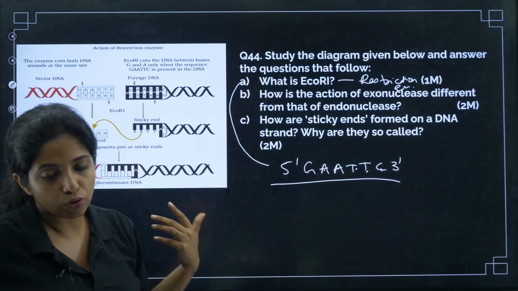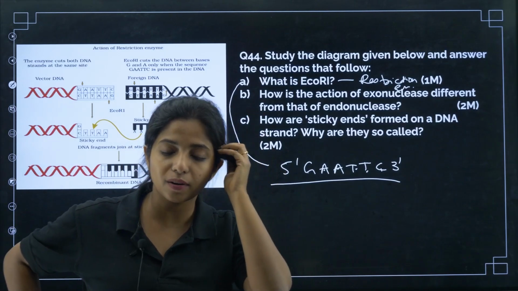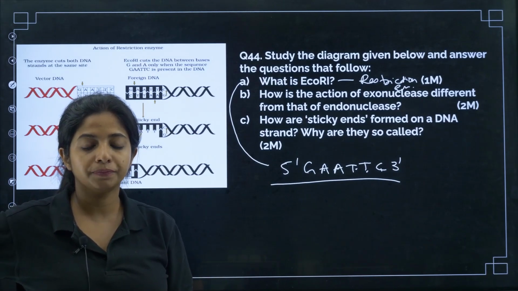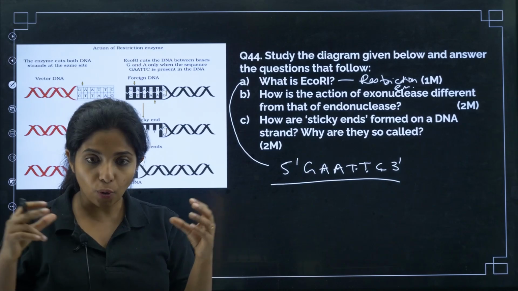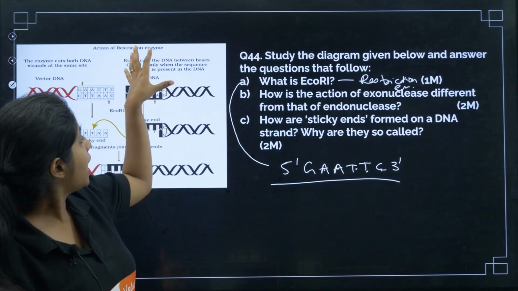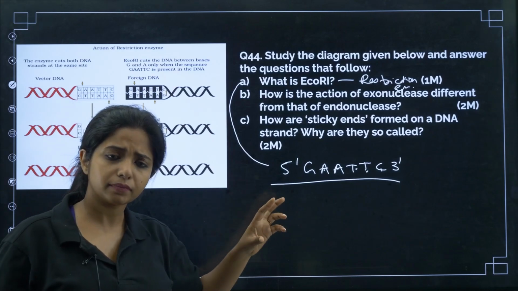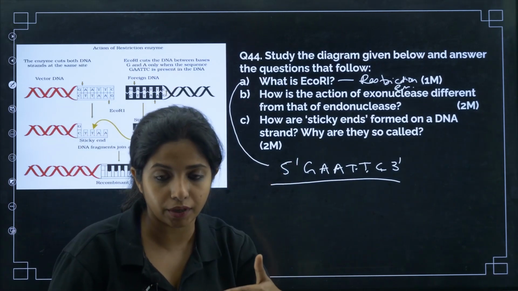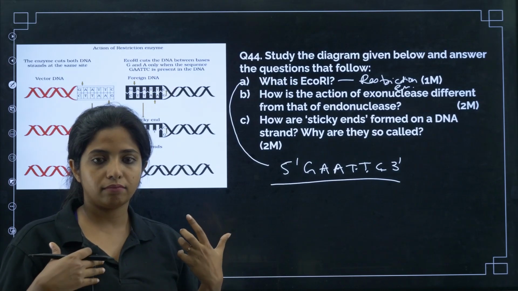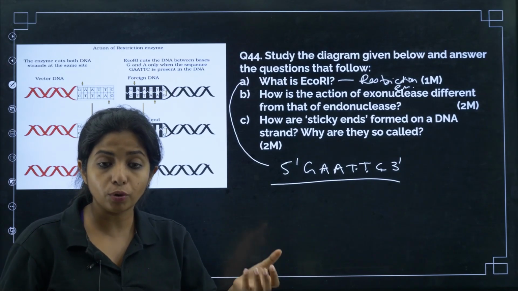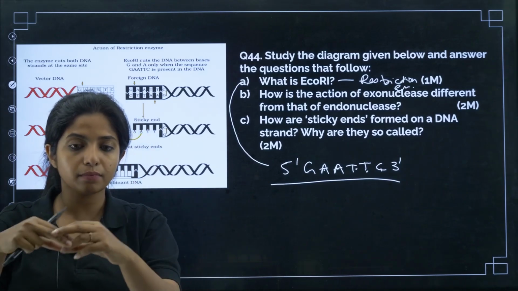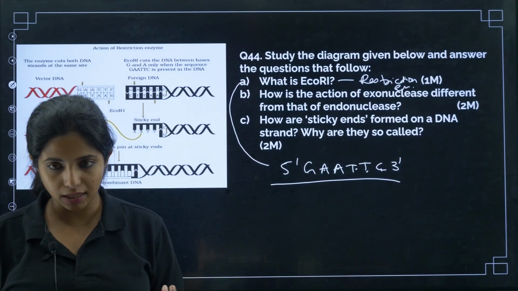Why are they so called? Why do you think sticky ends are being formed? As I said, we need to join two sets of DNA, right? So this is a vector DNA, and this is probably the foreign DNA that you want to put in. Both of them you are going to cut like that, and make them come closer together with the help of sticky ends.